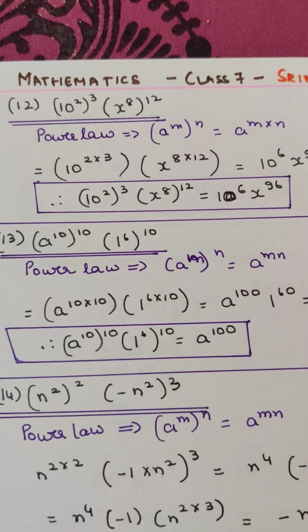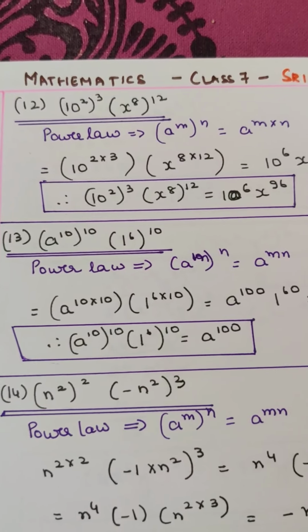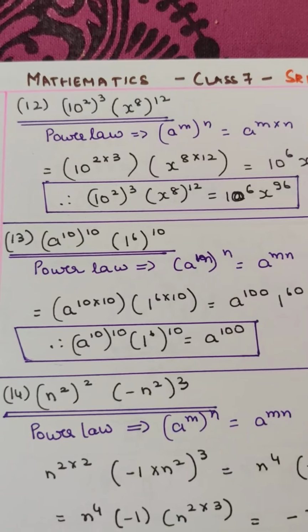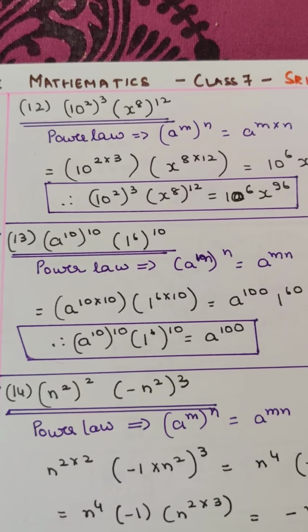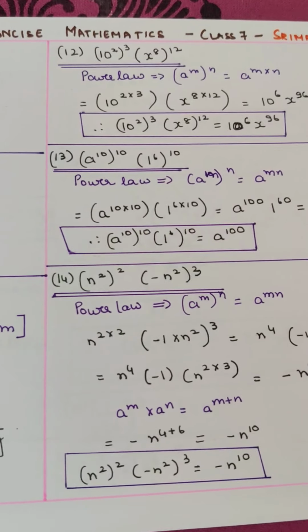Therefore, 10 square to the power of 3 into x to the power of 8 to the power of 12 gives you 10 to the power of 6 into x to the power of 96. Very simple. The power law is used here. Let's move on to the 13th sum.